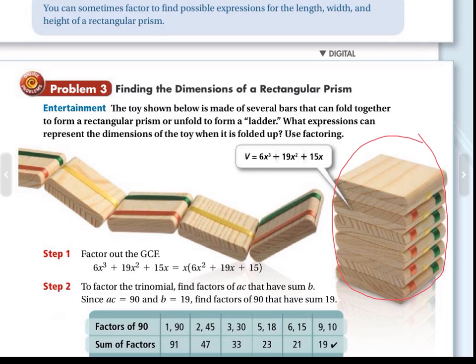And notice in the first step, we are factoring out an x, knowing that volume is length times width times height. We should end up with 3 factors. So this x is going to give us one of those factors. And then we're going to look at factoring the 6x squared plus 19x plus 15. So when we look at that, we've got that factor of x, leaving behind the 6x squared plus 19x plus 15. So now we go back to our other methods.